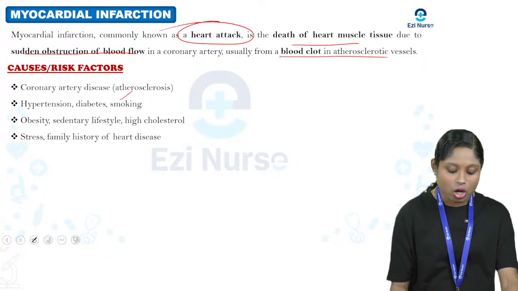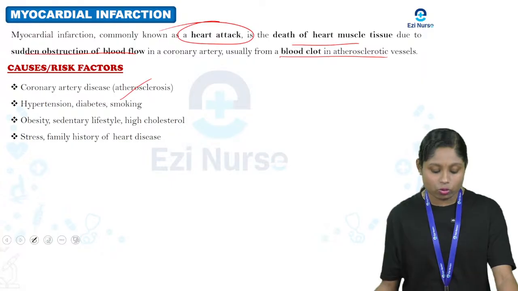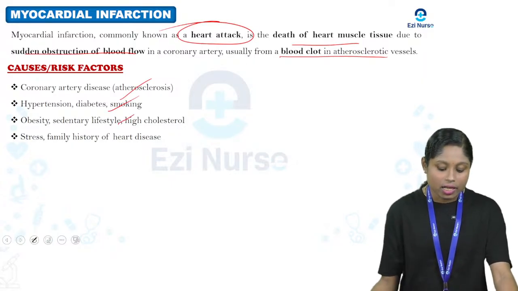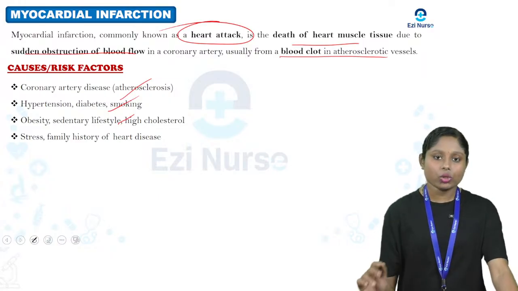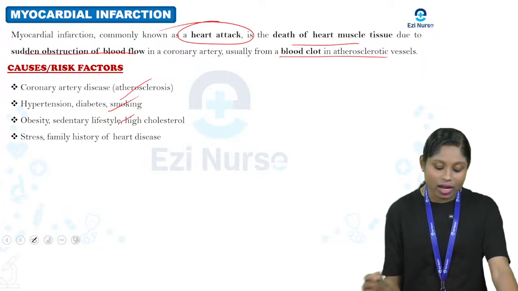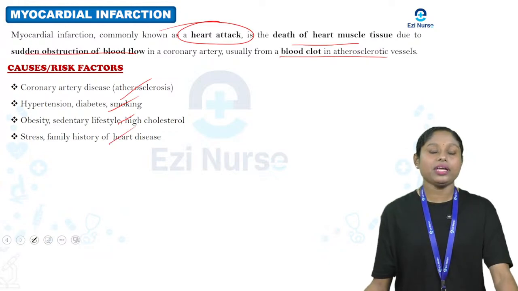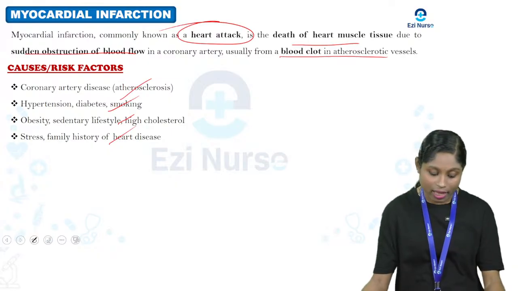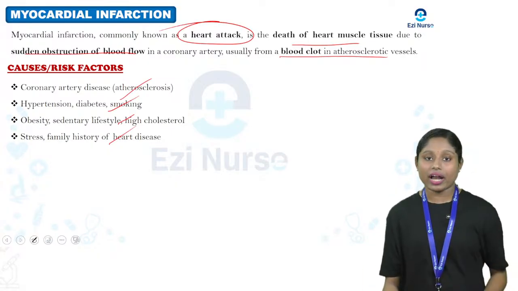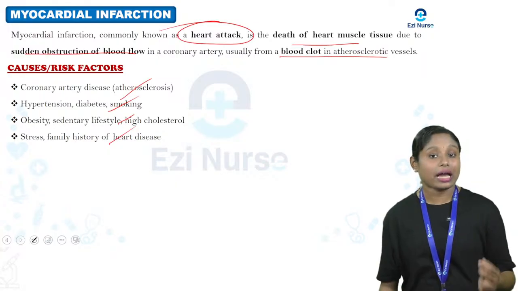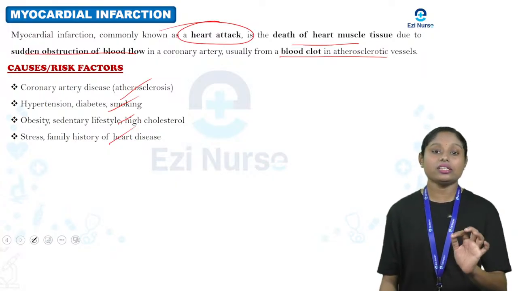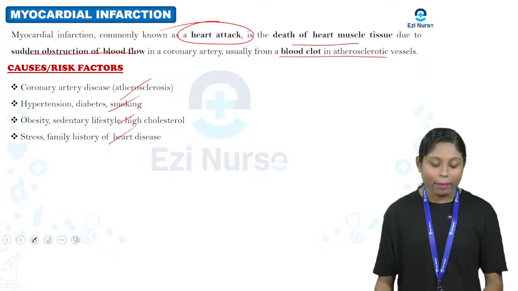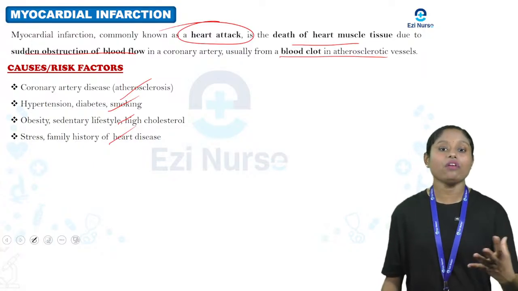So what are the causes? Coronary artery disease like atherosclerosis, hypertension, diabetes, smoking, obesity, sedentary lifestyle, high cholesterol, stress, family history of heart disease. Myocardial infarction is nothing but a heart attack, where the causes are coronary artery diseases, hypertension, diabetes, smoking, lifestyle changes, sedentary lifestyle, obesity, high cholesterol, stress, and family history of heart diseases.